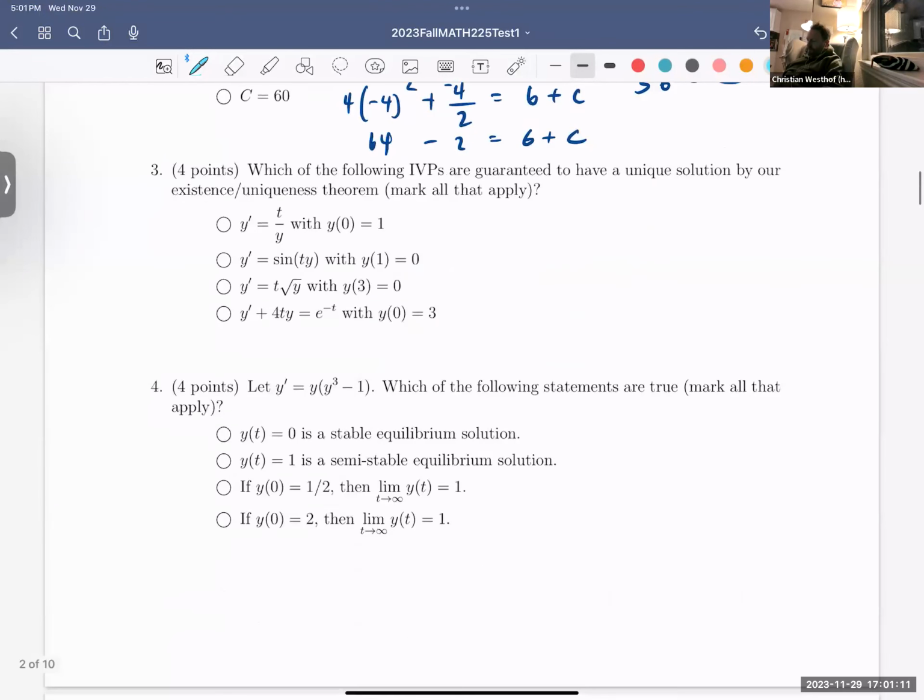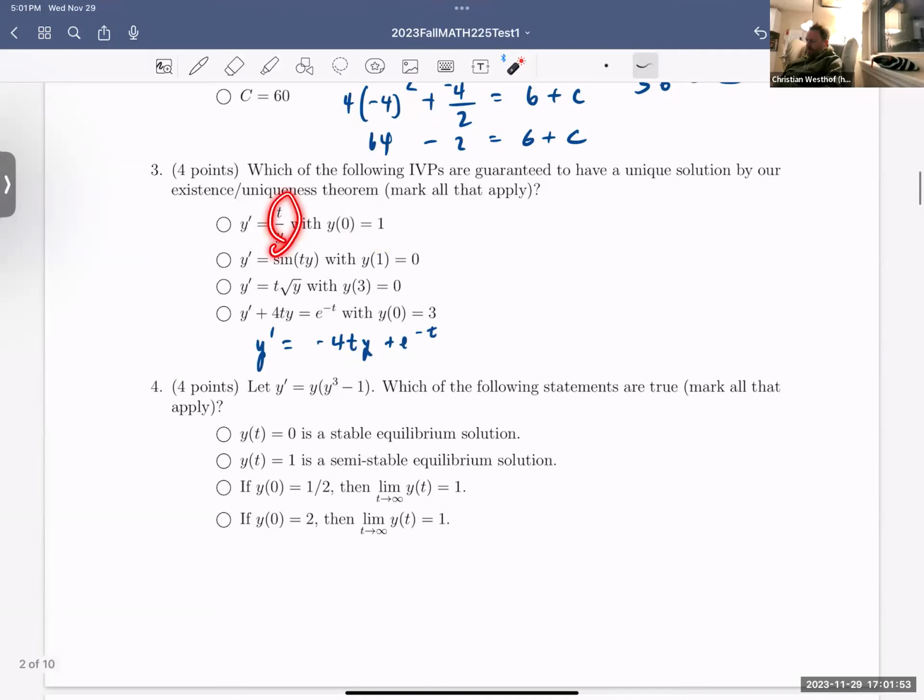Let's keep going. Which of the following initial values are guaranteed to have a unique solution by the existence uniqueness theorem for first order? Let's see. So let's go one by one. We're really wondering for each of these, look at the input values 0, 1, 3, and 0. As we look at these problems, the left-hand side of each problem is a y prime, a y prime, a y prime. The bottom one would be y prime is -4ty plus e to the -t.